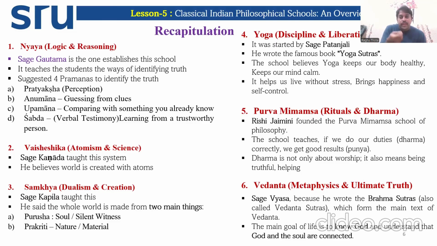So in the process of identifying the truth, you have to look for clues. The clues which will help us to identify the truth behind it. That is called Anumana, which is another Pramana. And the third Pramana is Upamana, comparing with something which you already know.